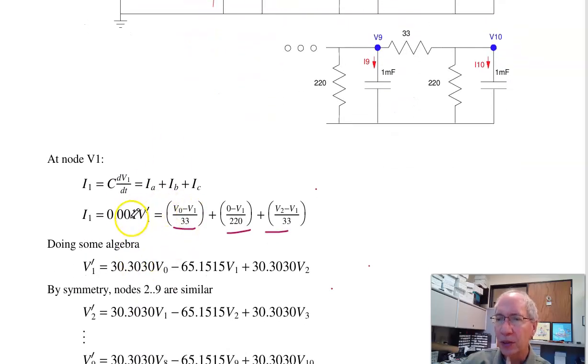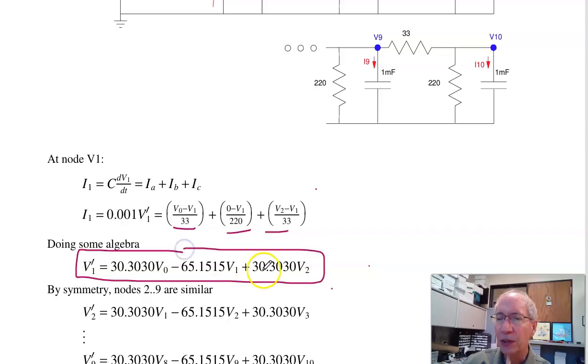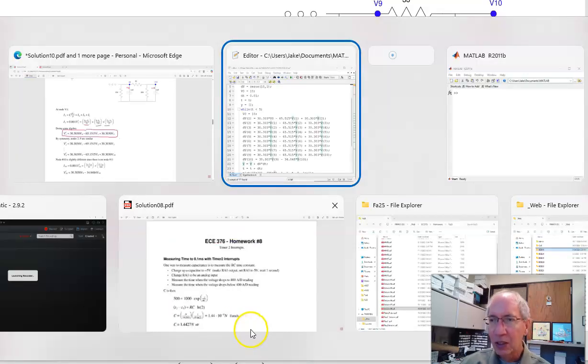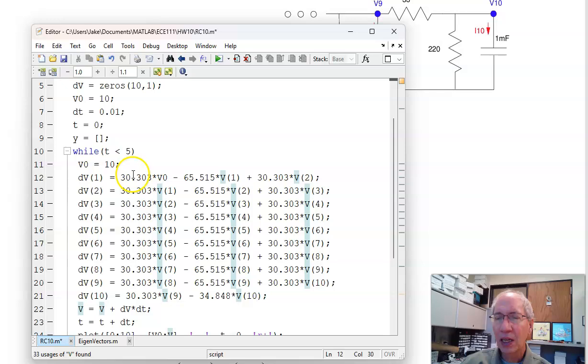Do some algebra, solve for the derivative of V1, group the terms. Here's what you wind up with. That's the differential equation at node 1. Nodes 2, 3, 4, up through 9 will all be the same, just increase the index. So that's what the Matlab code does. I get the differential equation at nodes 1, 2, 3, 4, 5, 6, 7, 8, 9.